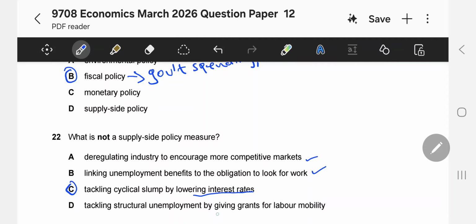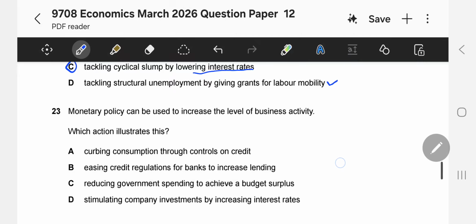Tackling structural unemployment by giving grants for labor mobility. That could be supply side, because they're trying to move this labor to where it can work best. So let's move on to question 23.